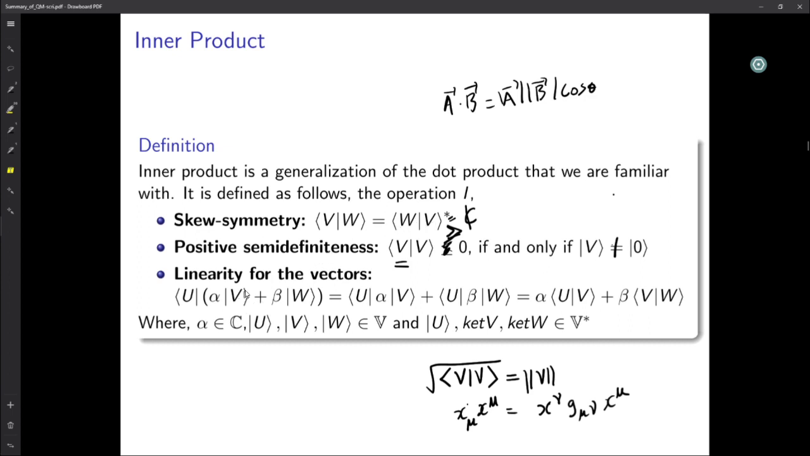Linearity also is a case, so it's linear in one argument. So if I have the argument for vectors here, the kets are allowed to be linear, but the bras aren't. So once again, there's a mistake here. Apologies. This is supposed to be a bra as well. This is a bra, and this is a bra as well. This is how we're defining inner product.